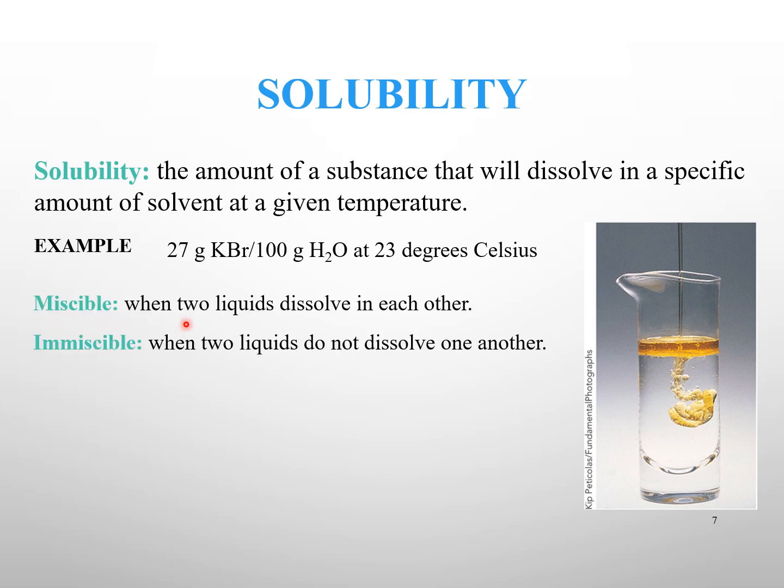Miscible means they can mix and dissolve in each other. Two liquids can mix. Immiscible is when two liquids do not mix and do not dissolve in one another. Oil and water is immiscible.